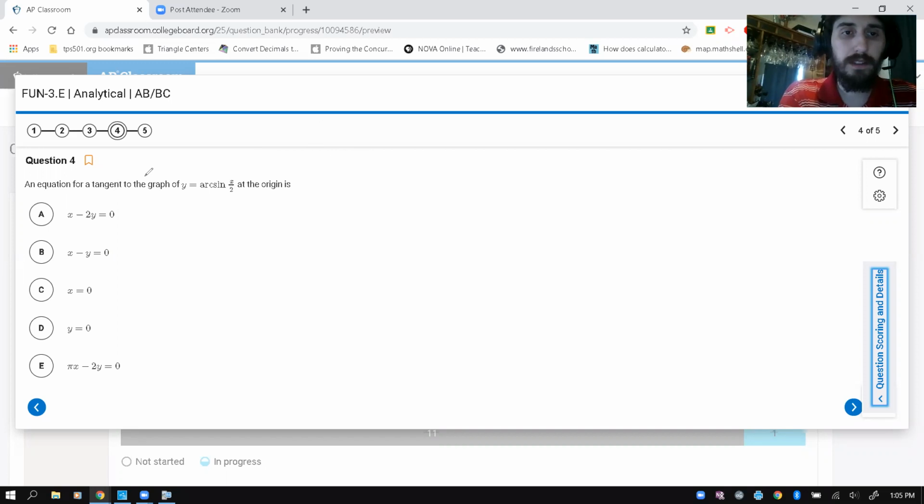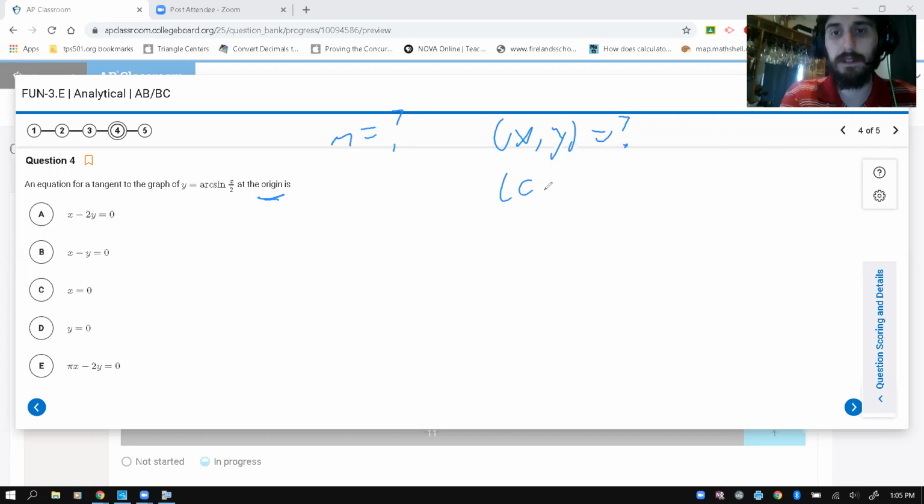So, equation for a tangent line. In order to find that, we need slope and we need a point. For us, they tell us it's at the origin. So that means the point is going to be (0, 0). To find the slope at (0, 0), we take the derivative. So we need to find y prime.